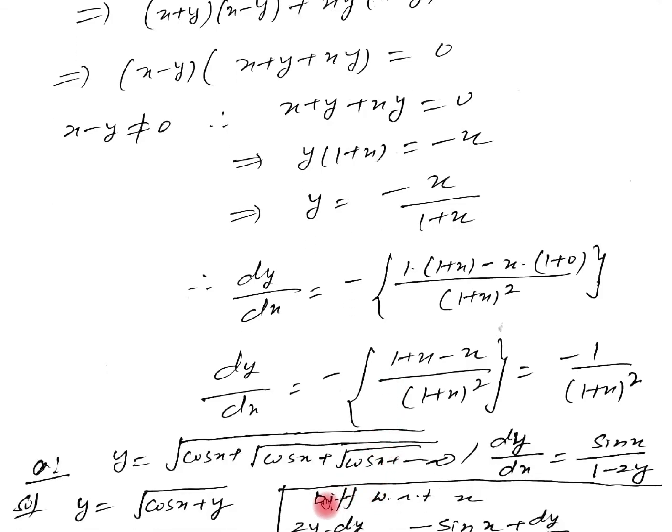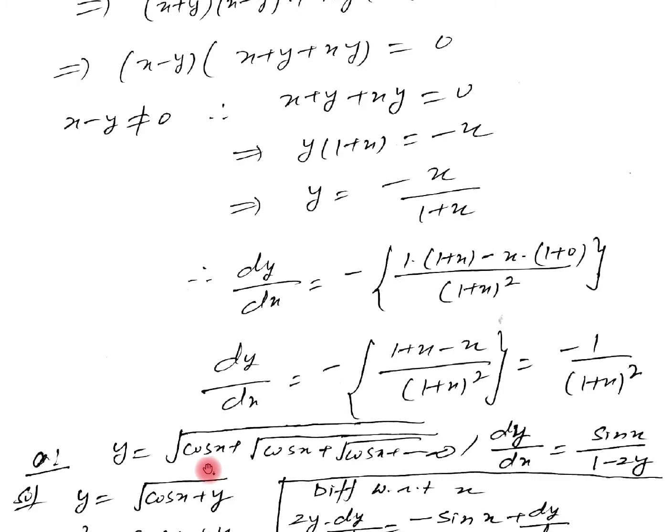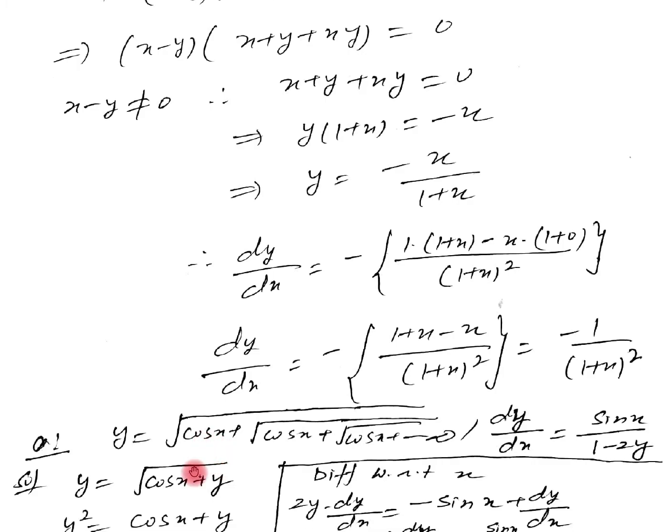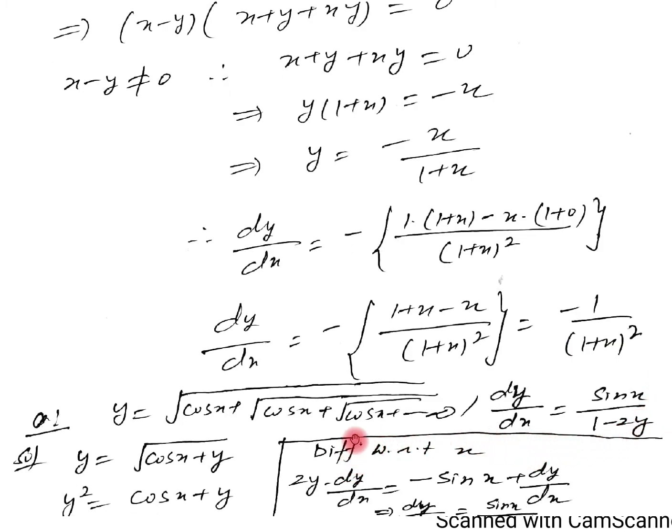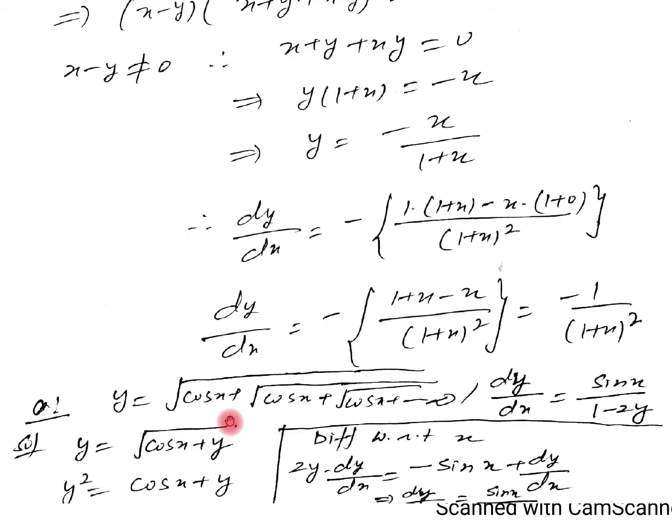Now let us see another question. This type of question is important. Again, y equal to under root cos x plus under root cos x plus under root cos x up to infinity, then we have to prove it here. Now the main point in this question is that y equals the sum of all these positive terms, and these are infinite terms, and the sum of these infinite terms is equal to y.